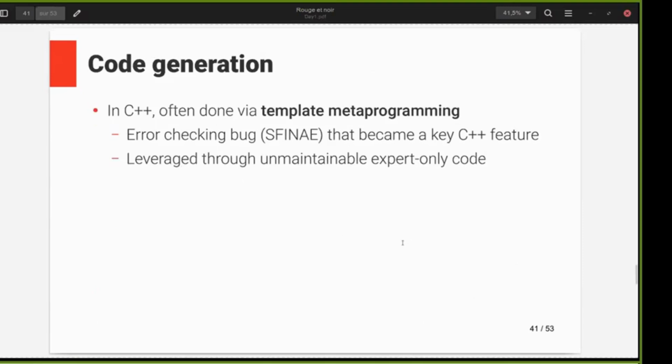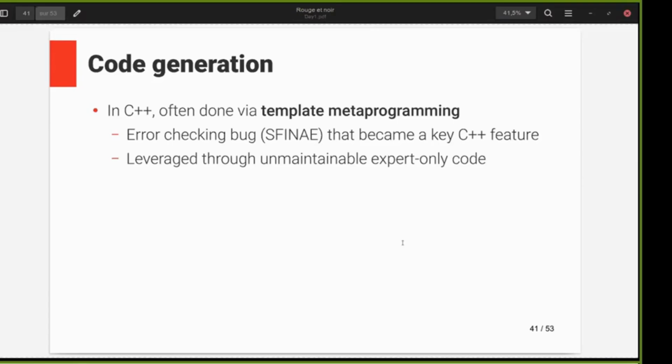Let's cover one last topic, code generation. It's one of these things that has a bit of a bad reputation, but sooner or later, any sufficiently complicated program will need to use it. In C++, one of the most common strategies for code generation is to use so-called template metaprogramming. In my view, this is basically a compiler error checking bug that accidentally became a language feature, but now the feature is used in so many places that we cannot afford to fix the original bug.